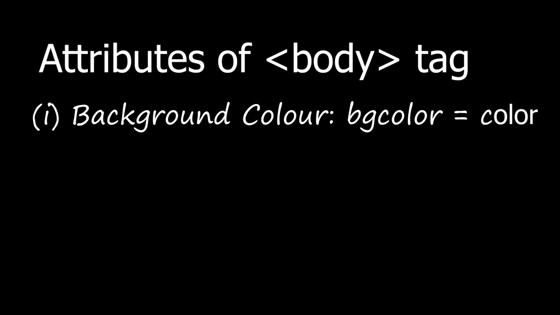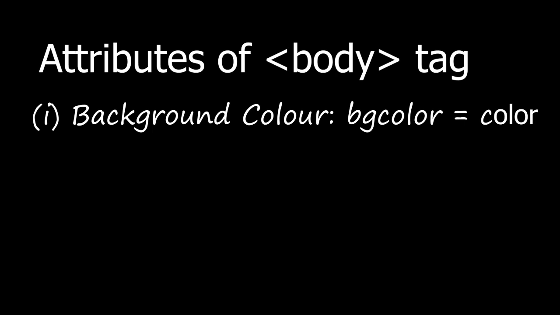By default, all browsers will display the text on a white background only. If you want to change that white color to some other color, you can use this bgcolor attribute. This attribute is used to change the background color. You have to use it inside the body tag, so this is an attribute of the body tag.